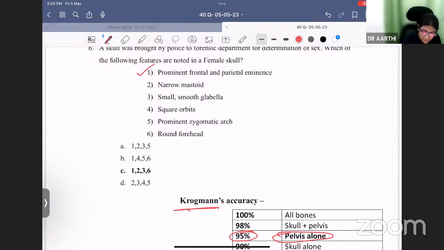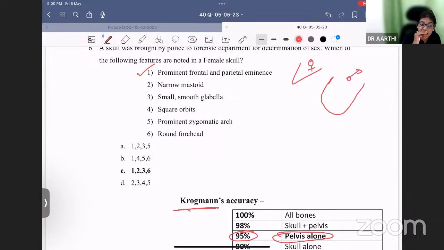Next comes the mastoid process. In males, it gets pulled by the sternocleidomastoid. They have a stronger sternocleidomastoid, so it gets pulled and becomes broader and broader. Whereas in females, it maintains a V shape. So that is the mastoid process.